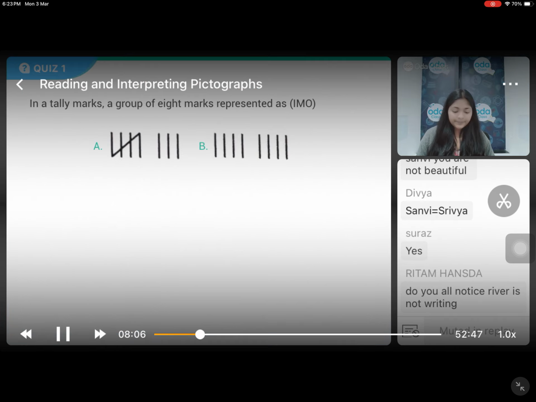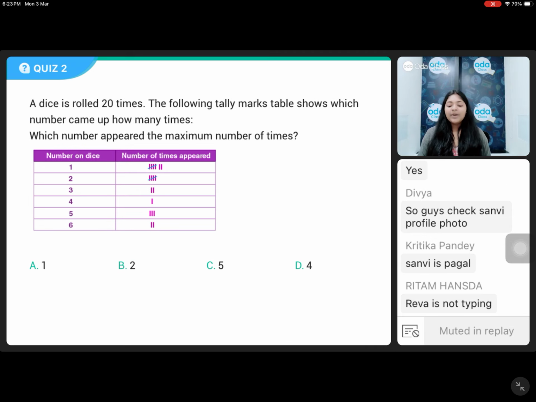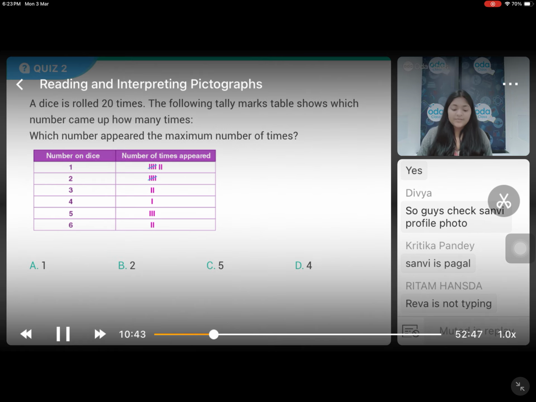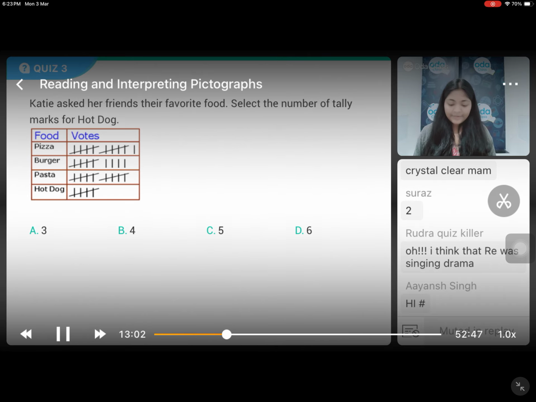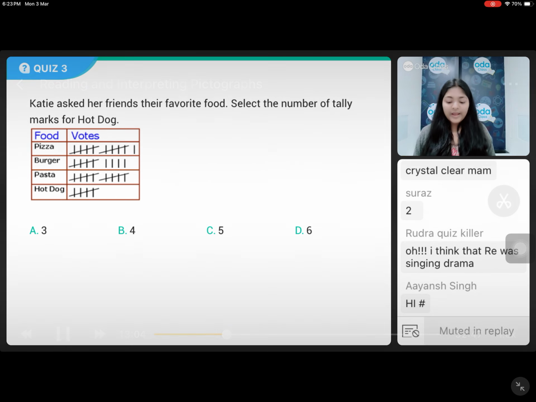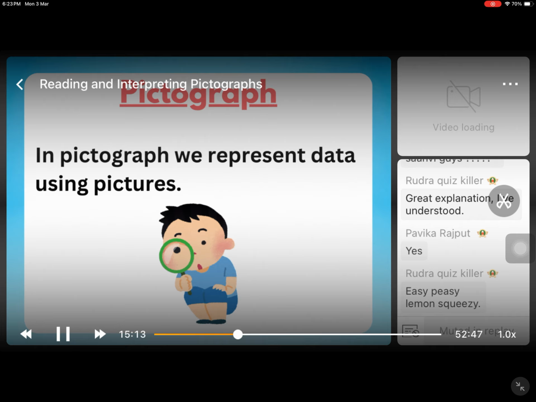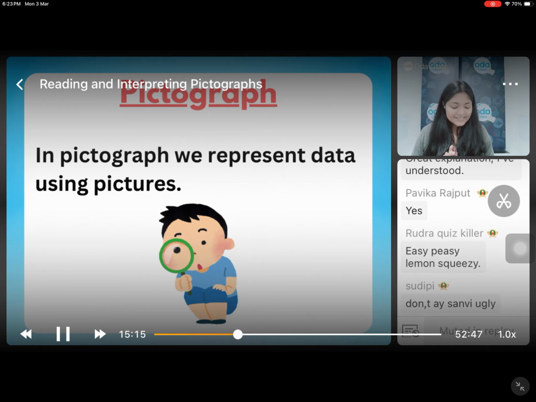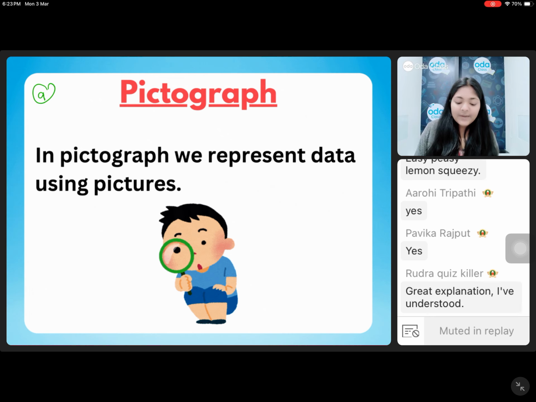Now, I will try that you start liking the classes. Okay. So here, which number has appeared the maximum number of times? Over here, Katie asked her friends their favorite food. Ready for pictograph? Excited for the pictograph? If yes, drop me a 9 in the chat box because 9 is my favorite number.